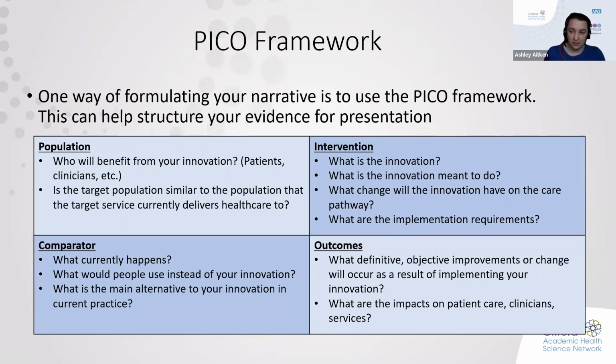We've already talked about the comparators, so what's currently happening. So a really clear description of what's currently going on in that space. And you quite often need a good awareness of what also is available on the market, especially once you take this to procurement. So what could people use instead of your innovation?